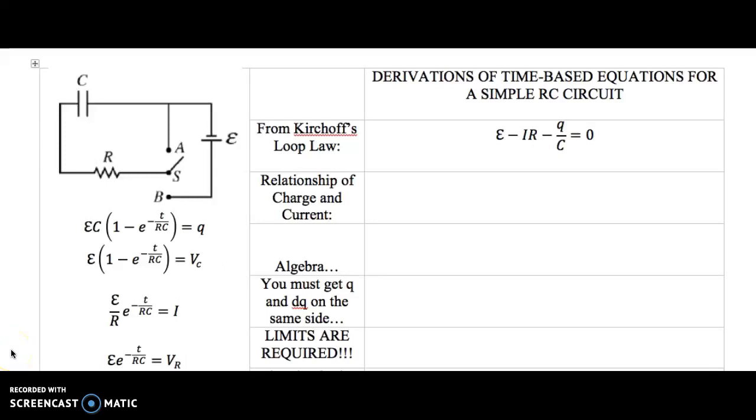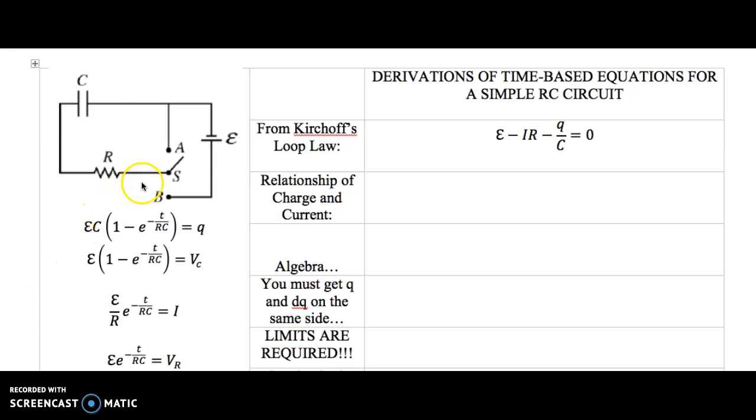Hey guys, welcome to the video tutorial on how to derive the time-based equations for a simple RC circuit. The equations that we're going to learn how to derive are charge, voltage, and current. Really, I'm mostly going to look at how you get charge, and then we'll talk about how you get the voltage and current. And also I should mention there are other kinds of RC circuits.